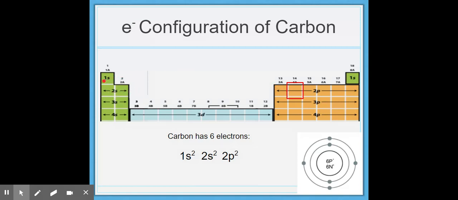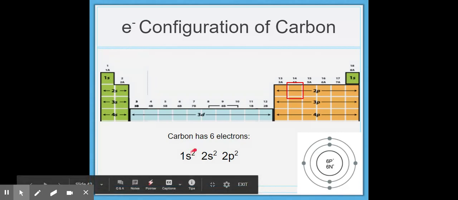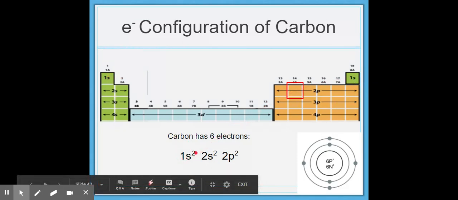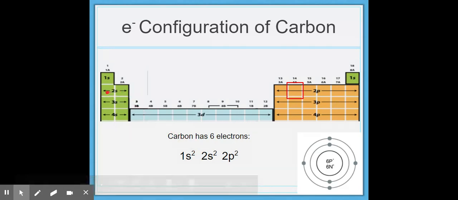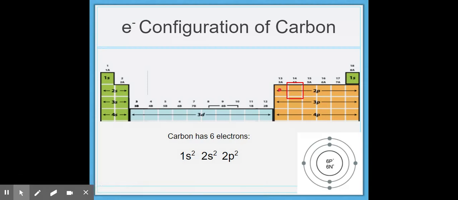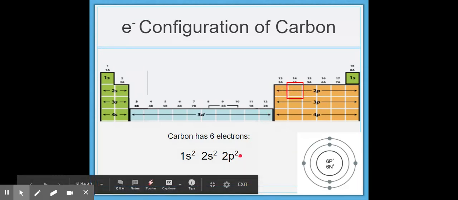Again, what you do is you look at the number, the letter, and then how many boxes you have. The boxes you write as a superscript. Here in 1s, I had 2 boxes, so I write 1s with 2 as a superscript. Then I'm at 2s, and I have 2 boxes, so I write 2s with 2 as a superscript. Over here, I'm in 2p, and I have 2 boxes, so I write 2p with 2 as the superscript. And how I write the electron configuration is I just write that all out together.